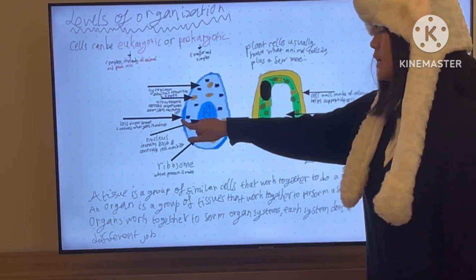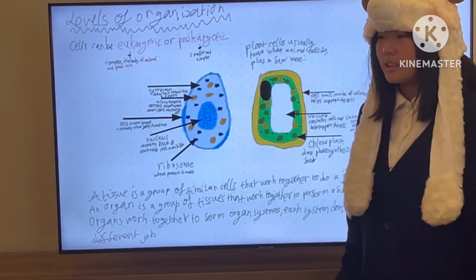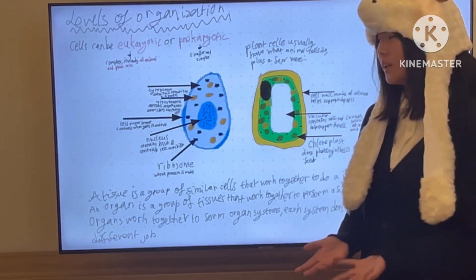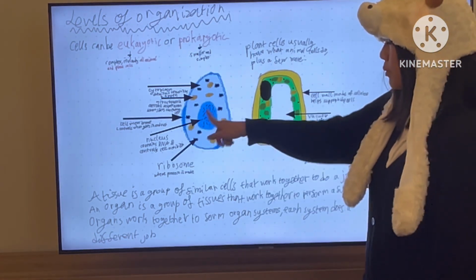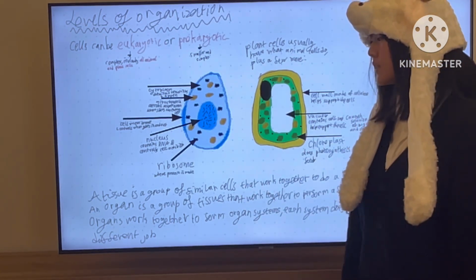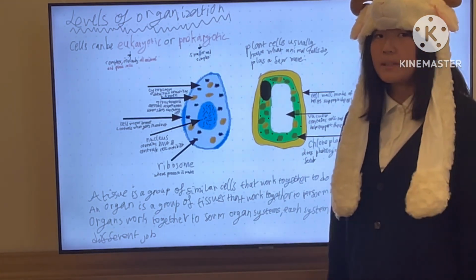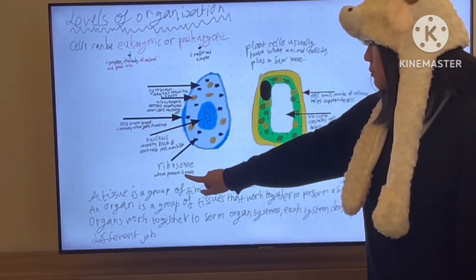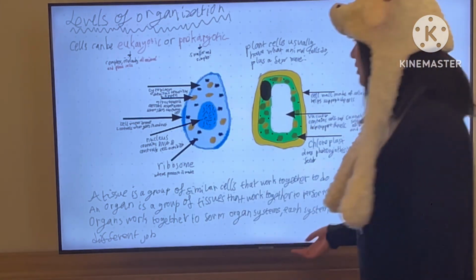This arrow points to the cell membrane. The cell membrane controls what goes in and out of the cell. This arrow points to the nucleus. The nucleus contains all the genetic information of the cell and controls what happens inside of it. This arrow points to the ribosome. The ribosome is where the protein is made.